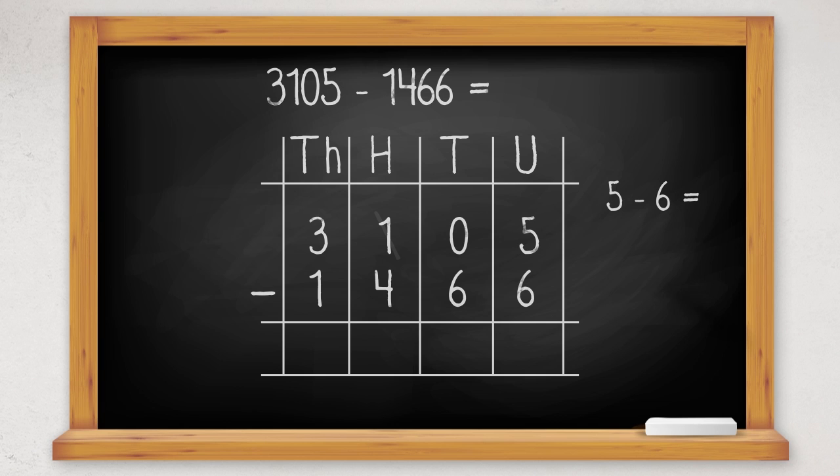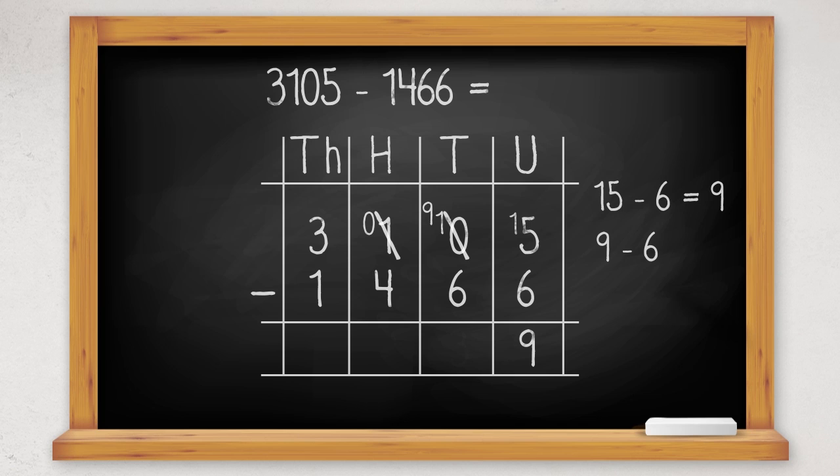Reduce the 1 hundred by 1, so you have no hundreds left. The tens column has borrowed 1 from the hundreds, so now we have 10 tens in the tens column. We only need to borrow 1 from the tens to leave 9 in the tens column. We now have 15 in the units. Now we are ready to subtract. 15 minus 6 is 9. So 9 goes on the answer line under the units.